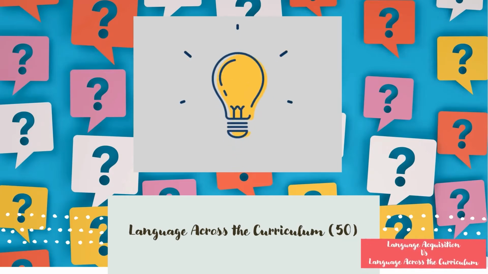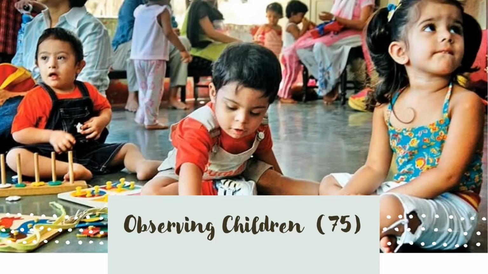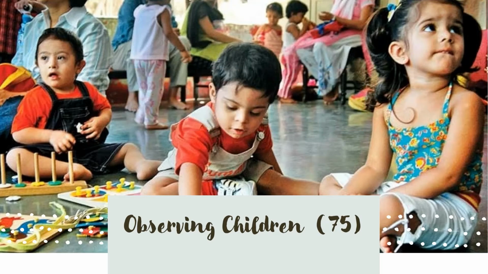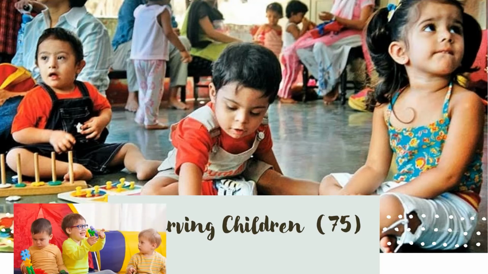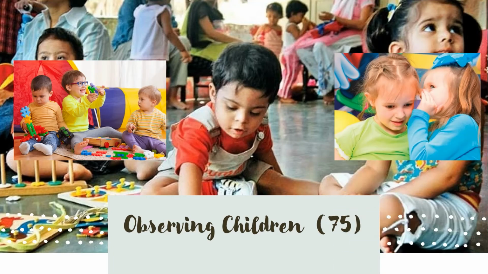With this, we are going to move towards our practicum, which holds 200 marks, and you can see there are 4 sections in this. Let's start with observing children. Practicum subject means that you are not supposed to give any written examination, and your marks will be given on the basis of your performance on your projects, on your classes, and your daily attendance. As the name suggests, you will be observing children, but in different settings. For example, you will be observing children while they are playing. You will be observing children when they are talking to each other.